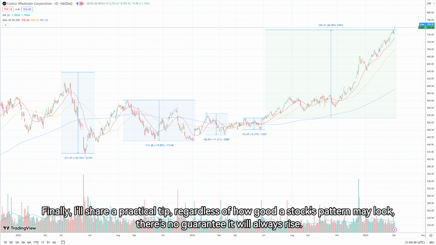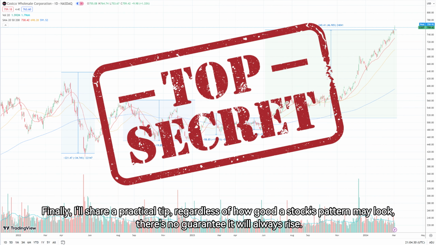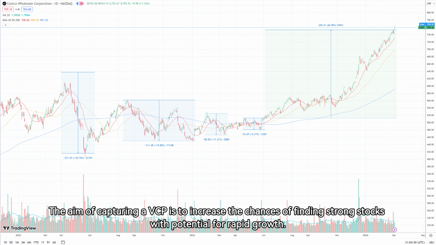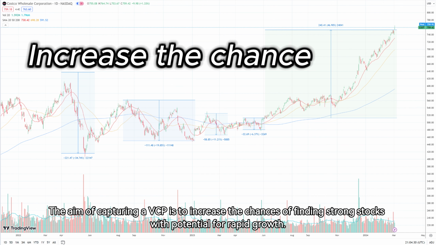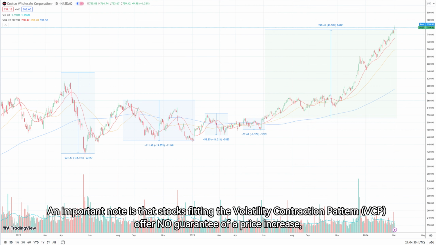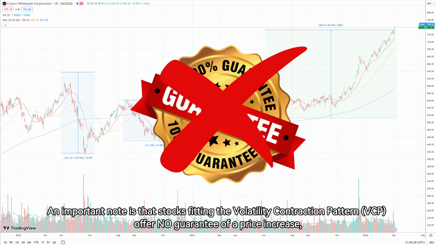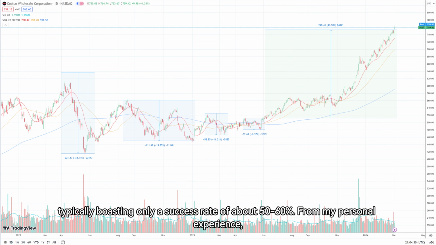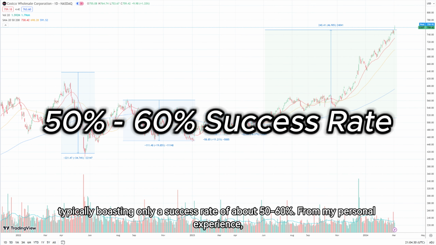Finally, I'll share a practical tip. Regardless of how good a stock's pattern may look, there's no guarantee it will always rise. The aim of capturing VCP is to increase the chances of finding strong stocks with potential for rapid growth. An important note is that stocks fitting the volatility contraction pattern VCP offer no guarantee of a price increase, typically boasting only a success rate of about 50 to 60%.